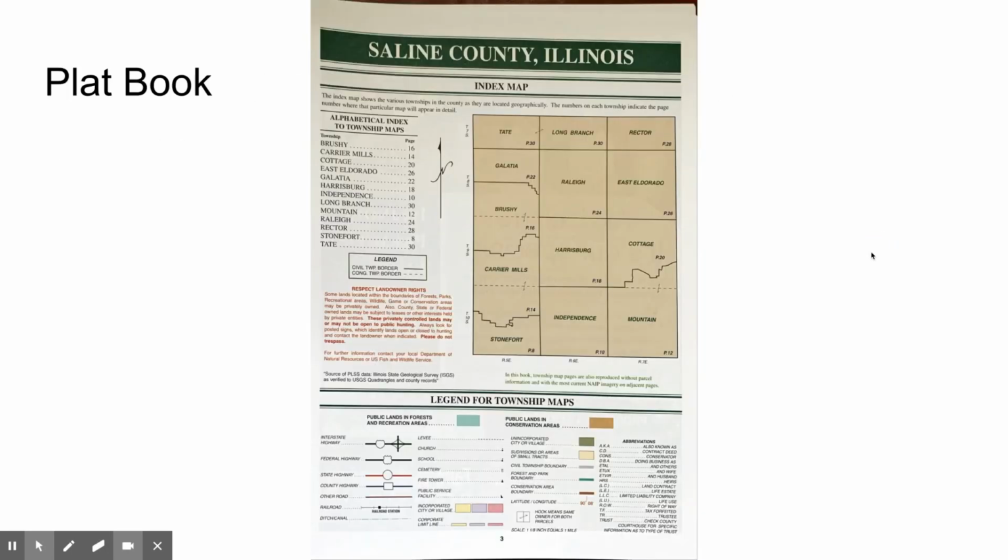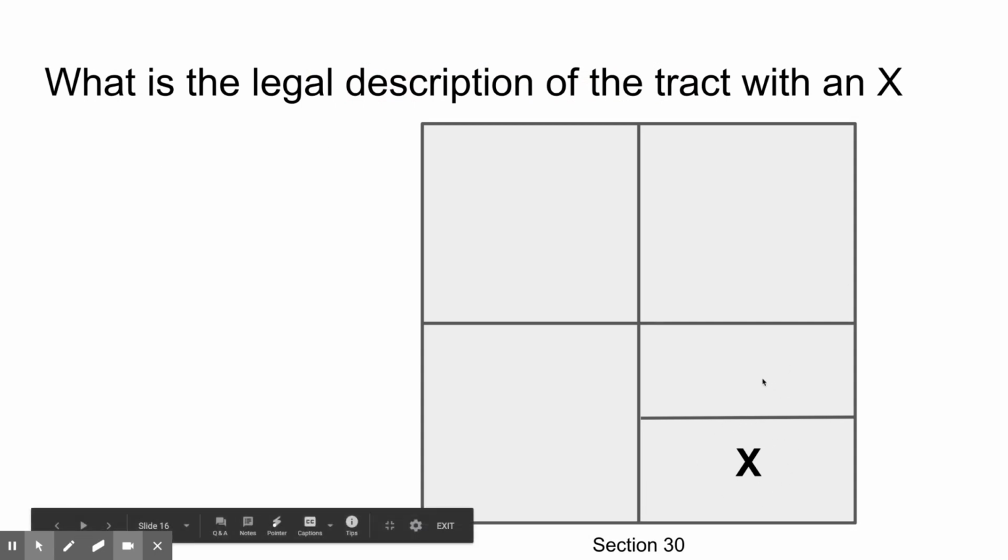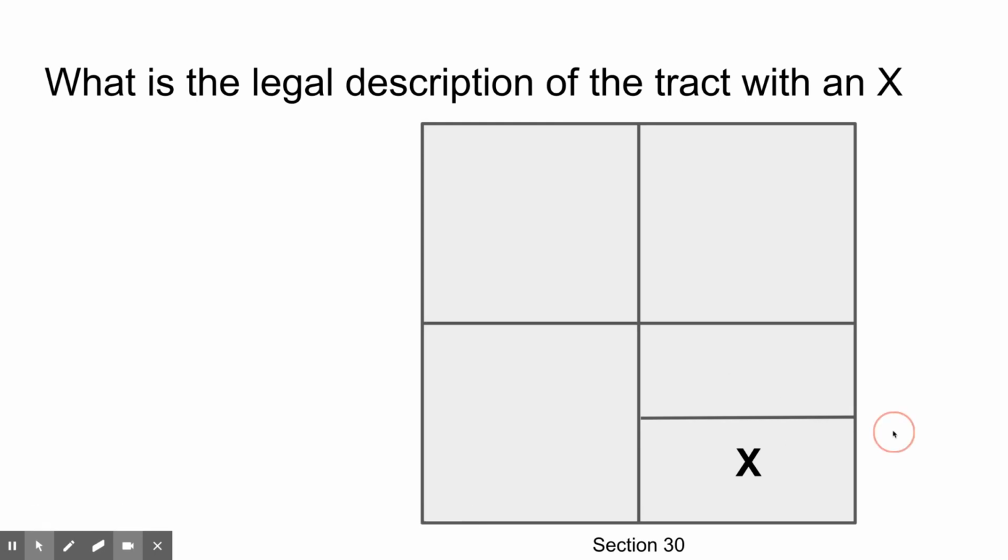And then this last one, look here, and is it in the north or the south? Well, it's the south. Is it the east or the west? It's the east, so it's the southeast 1/4. And then, okay, this is split in half, north half, south half. So this would be, because the X is down here, the south half of the southeast 1/4. So south half of the southeast 1/4 of section 30.